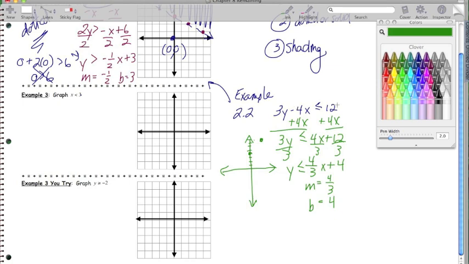Is it a dotted or solid line? It's going to be solid because we have that equal to in it as well. Didn't go through that point. There we go. And connect it. So it's solid. And now we have to do our shading.